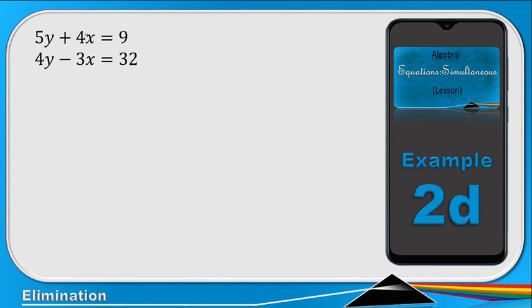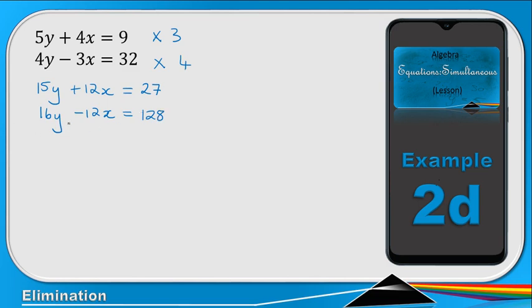We can say if I multiply 4 with 3, I get 12, and if I multiply 3 with 4, I also get 12. So what I'm going to do is take this whole equation and multiply it with 3, take this whole equation, multiply it with 4, and then I can add or subtract my equations. So 5 times by 3 is 15y, and then we have plus 12x equals to 9 times by 3 is 27. And then underneath that, 4 times by 4 is 16y, negative 3 times by 4 is negative 12x, and 32 times by 4 is 128.